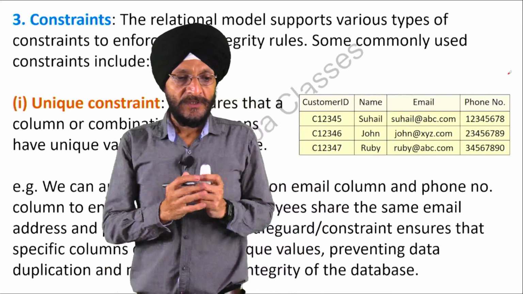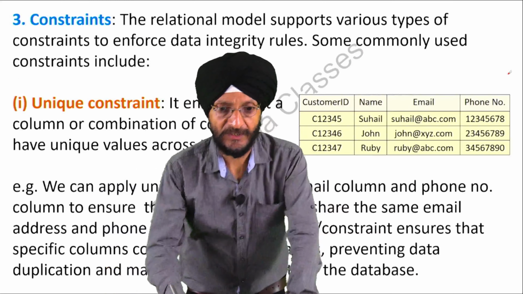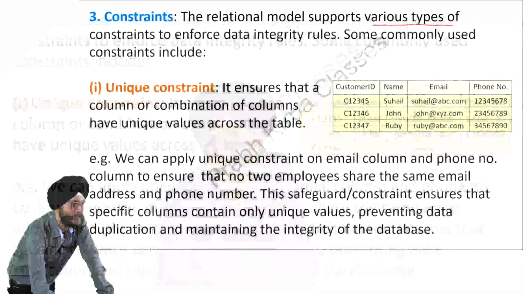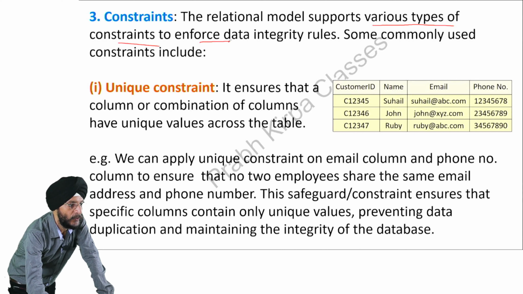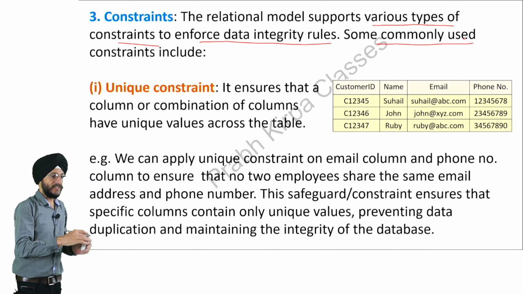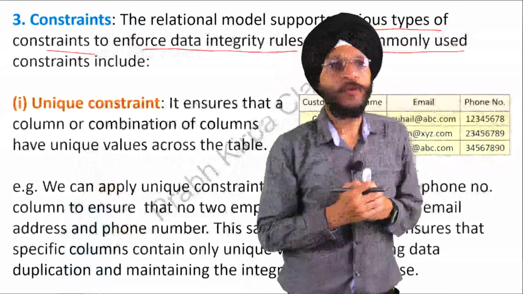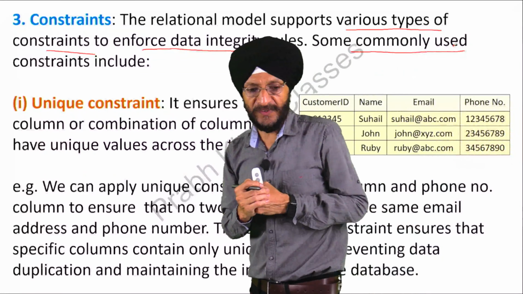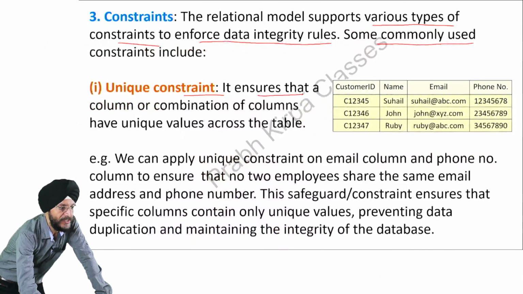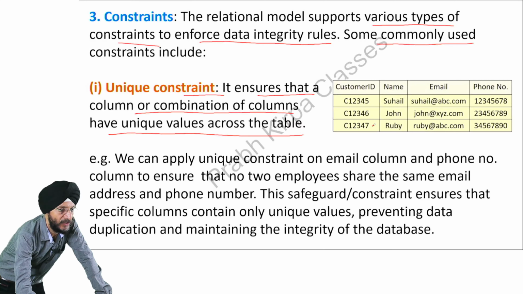Now the other point is constraints. The relational model supports various types of constraints to enforce data integrity rules. We will now discuss some commonly used constraints. First is unique constraint. Unique constraint ensures that a column or a combination of columns have unique values across the table. Here we take the example of email column and phone number.